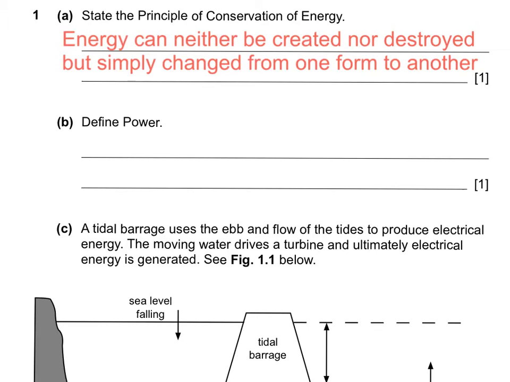Question B asks us to define power, and power, remember, is work done divided by time taken. So you could describe it as the rate at which work is being done, or the rate of doing work, or you could literally just say power is the work done divided by the time taken.